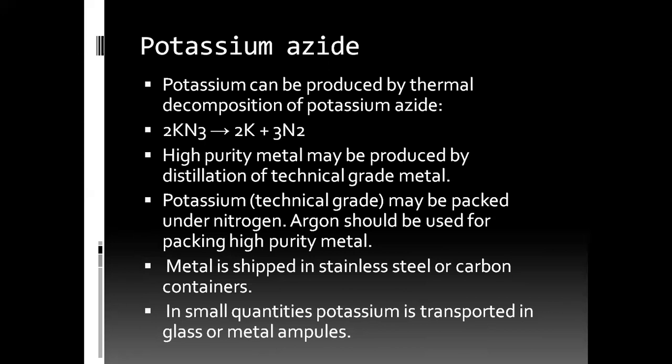Potassium may be packed under nitrogen. Argon should be used for packing high purity metal. Metals are shipped in stainless steel or carbon steel containers. In small quantity, potassium is transported in glass or metal ampoules.